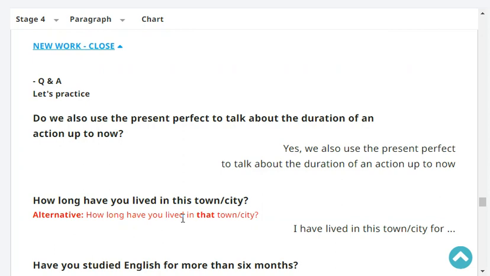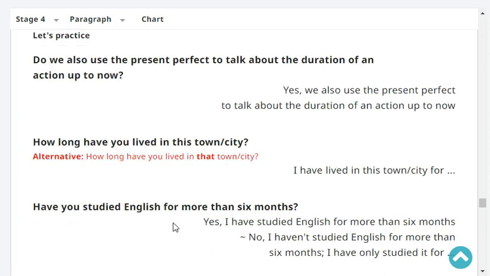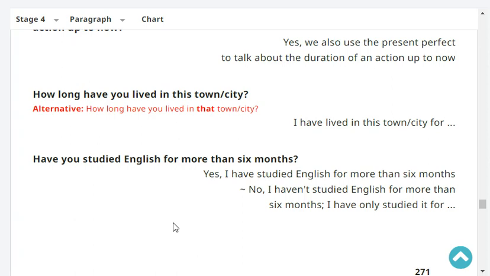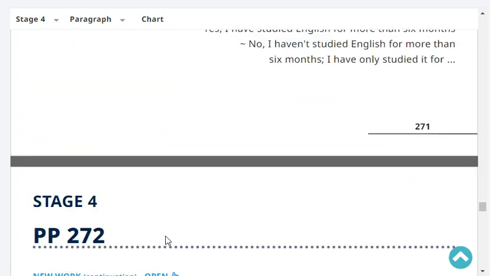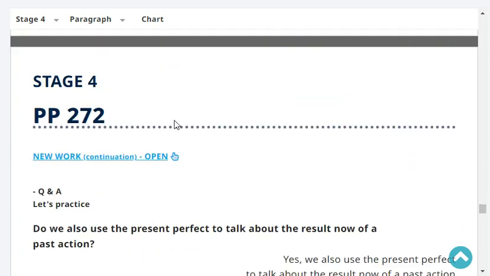How long have you lived in your city? I have lived in my city for 30 years. Very good. Have you studied English for more than 6 months? Yes or no? Yes, I have studied English for more than 6 months. Yeah, because you started when you were in junior high school, right? Very good. Okay, next.